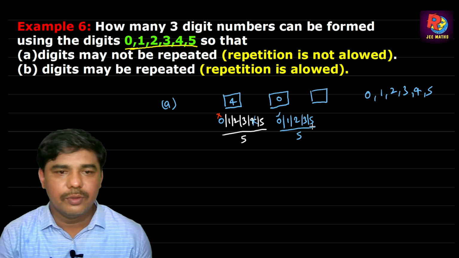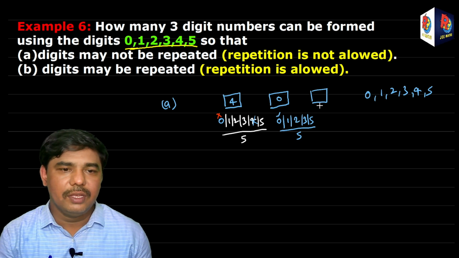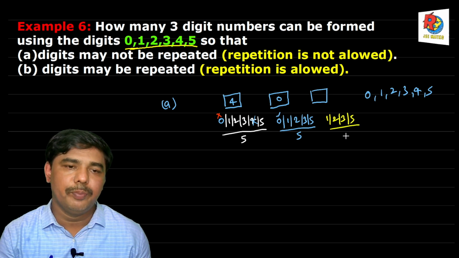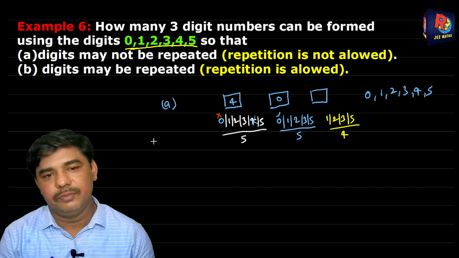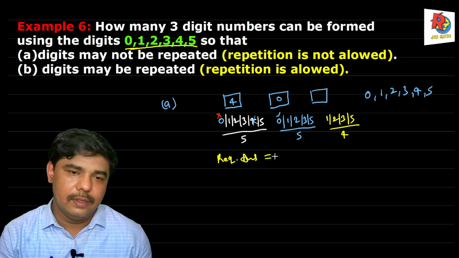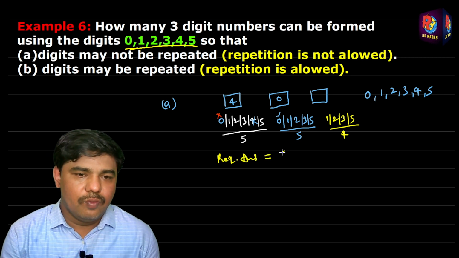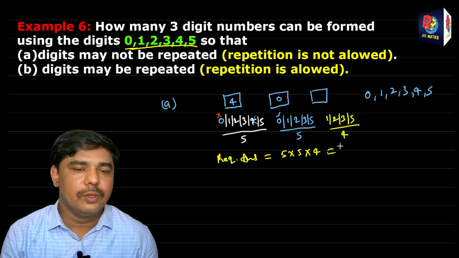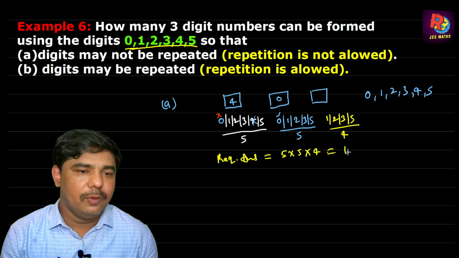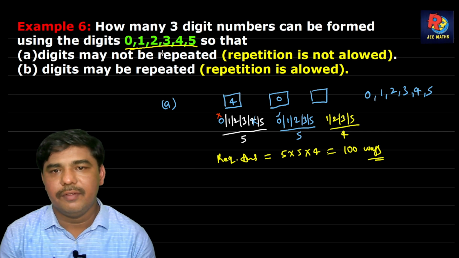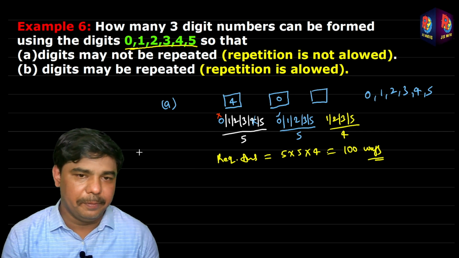Now I am going to the unit place. If you want to fill up the unit place, how many choices are there? 1 is there, 2 is there, 3 is there, 5 is there. How many ways can we fill up? 4 ways. Therefore the required answer is 5 into 5 into 4. So 25 into 4, 100 ways we can form the 3-digit number if we are using 0, 1, 2, 3, 4, 5.